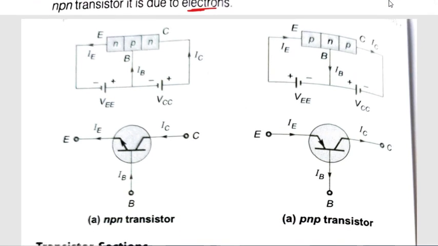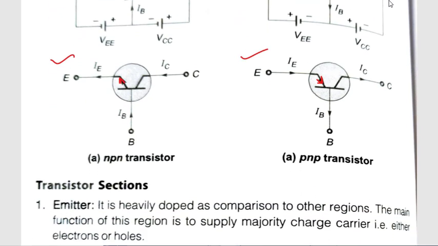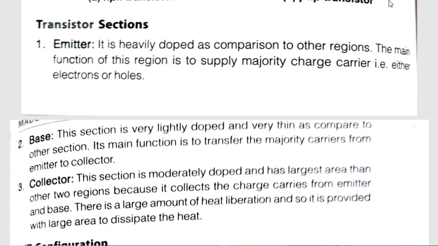Now this is an NPN transistor, and this is a PNP transistor. What is the symbol for this? For NPN, remember, the arrow is going outside, and for PNP the arrow is coming inside. This is the symbol for the NPN transistor and this is the symbol for the PNP transistor. Remember this. Now let's see some transistor sections.